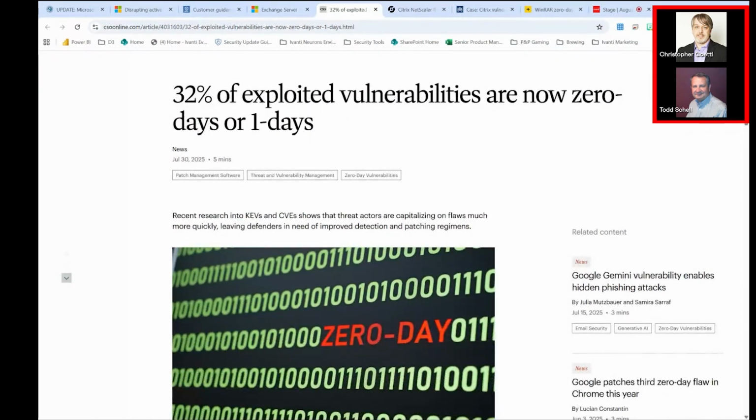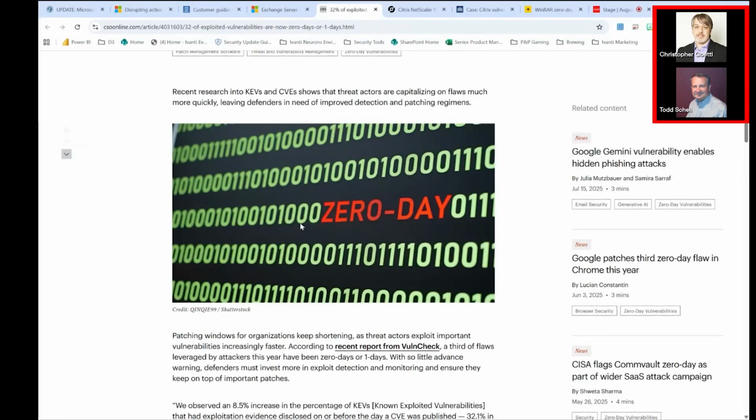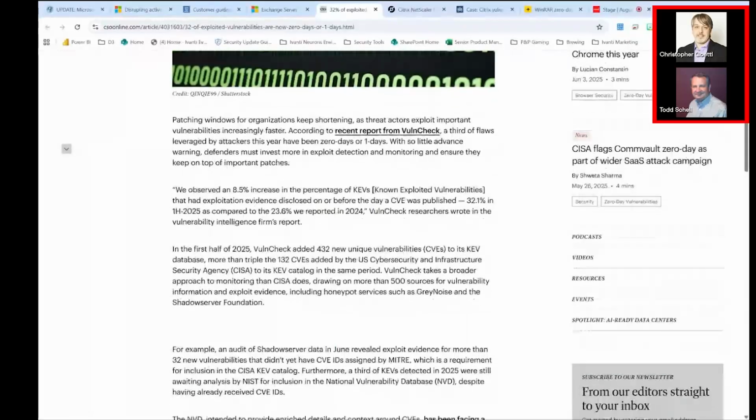So CSO Online released this article talking about the fact that 32% of exploited vulnerabilities in 2025 are 0-day or 1-day exploits. So that means that we are having to detect, prioritize, and respond to many of these threats much faster than we've had to in the past, and that number is growing.